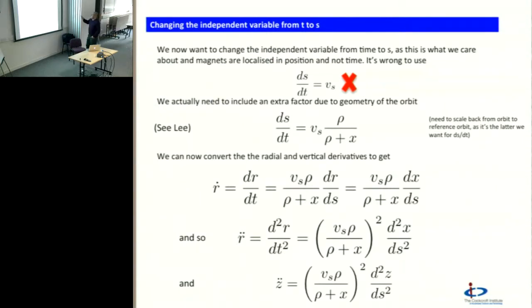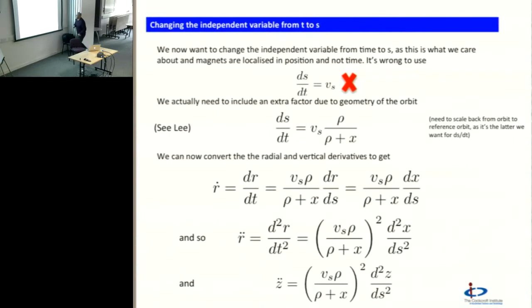And we do it by thinking, well, hang on, I should know that, because the obvious thing to do is say ds by dt is the longitudinal velocity v sub s, isn't it? But it turns out that's wrong, because there's an extra factor because of the geometry of the orbits. I refer you to Lee to understand this. Essentially, we have to scale back from the orbit the particle's actually on to the reference orbit, which is where v sub s is. So that's the origin of it, some geometry.